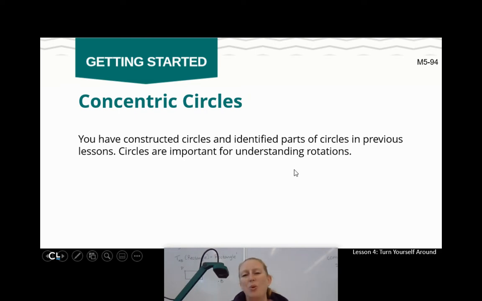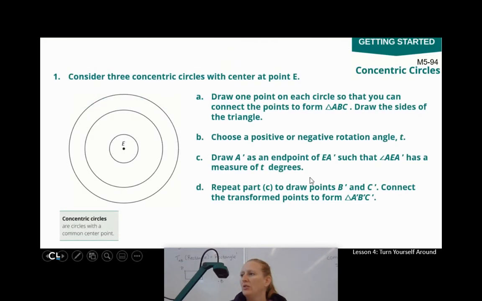Circles are really important for understanding rotations. So here on page 94, we have some concentric circles. Concentric circles are circles with a common center point. You can see I have 1, 2, 3 circles here, and they all have a center of E. So they are concentric circles.